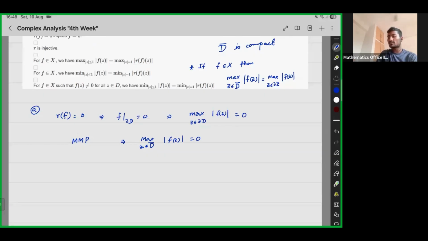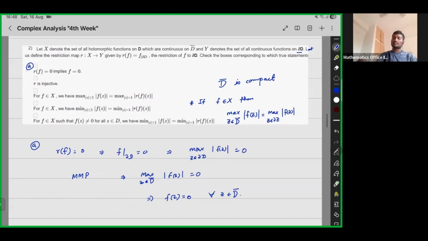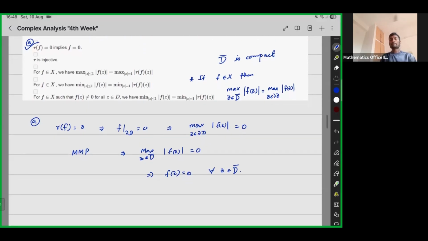When the modulus of f of z is 0 everywhere, this shows that f of z is 0 for every z belonging to D bar, and this says that f is 0. So part A is correct. Do you understand till now? Yeah. So let's see the next part now.